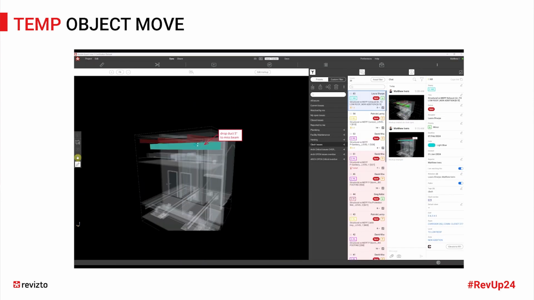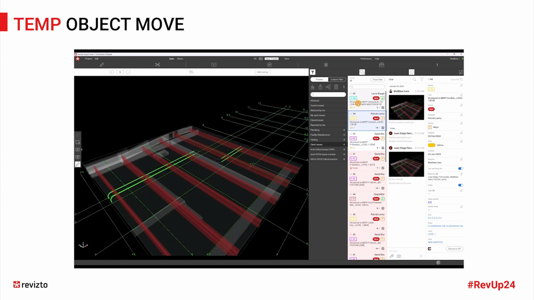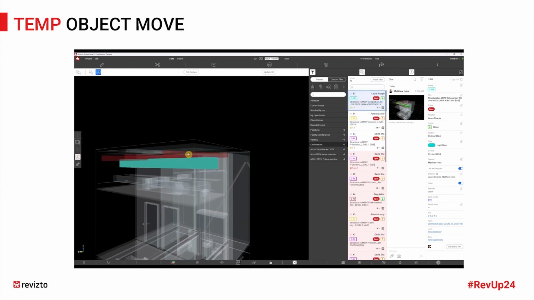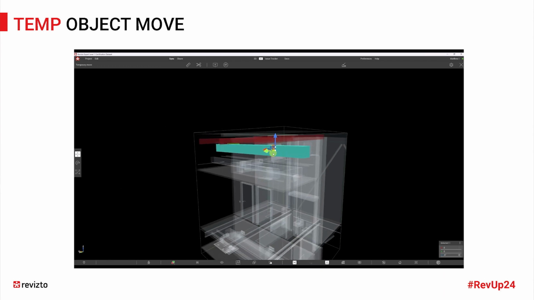It's the temporary object move. It came out earlier last year, and I'm just showing you a quick animation of what that looks like. A lot of Navisworks users love this, by the way, so we are listening to the feedback.